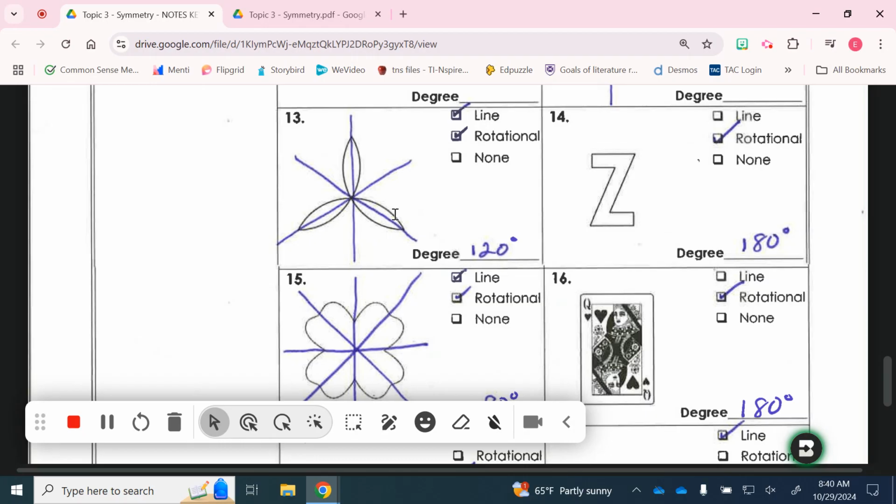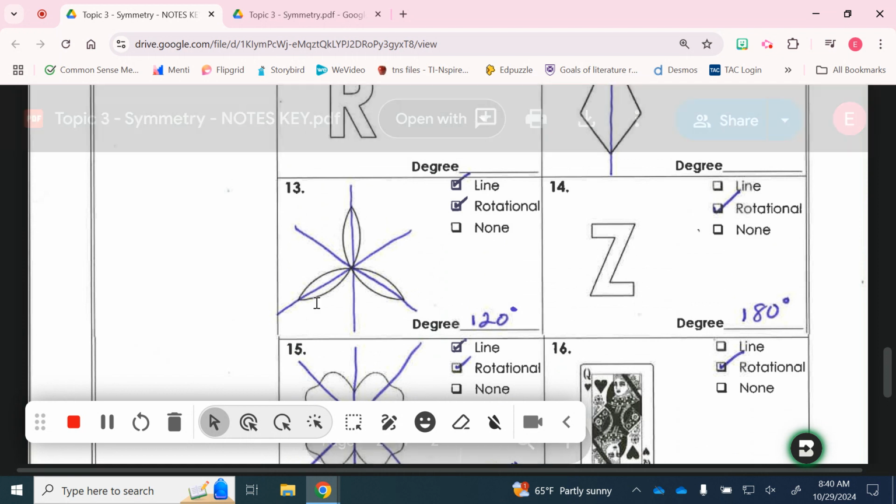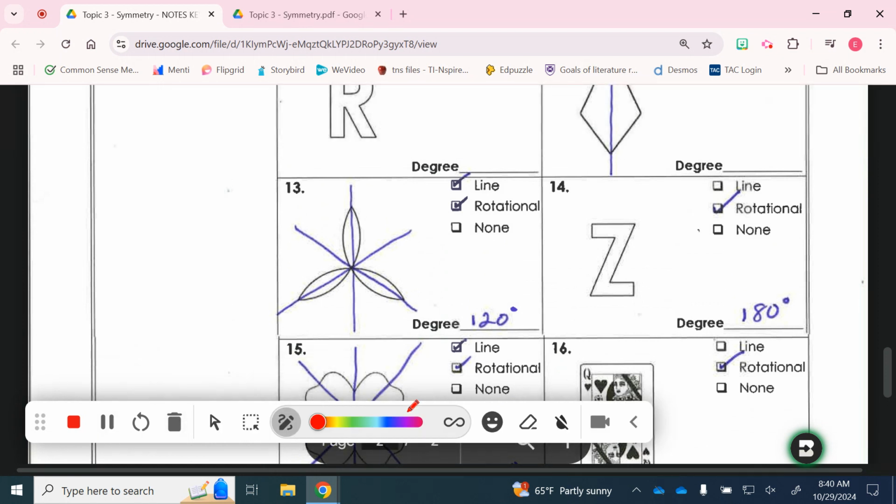All right, 13. This one, if you connected these vertices, it would look like a triangle, very triangular and very regular also. So that would be 120 degrees. And then the line symmetry is right there for you guys as well. So I had 3 lines.